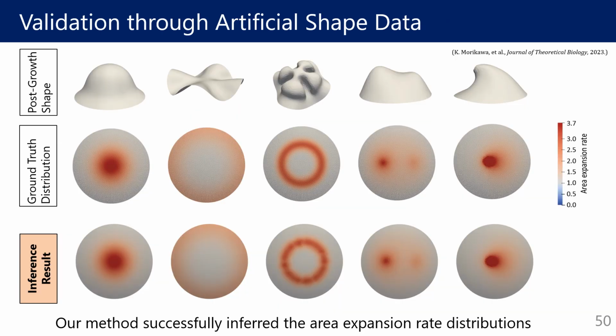We validated this method using various artificially generated shapes. These shapes in the top row were created by applying the area expansion rate distributions shown in the middle row, which are the ground truth distributions. The bottom row shows the results of our inference, and as you can see, they closely match the ground truth distributions. This demonstrates that our method successfully inferred the correct area expansion rate distributions.